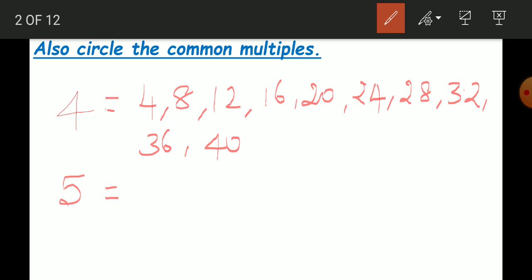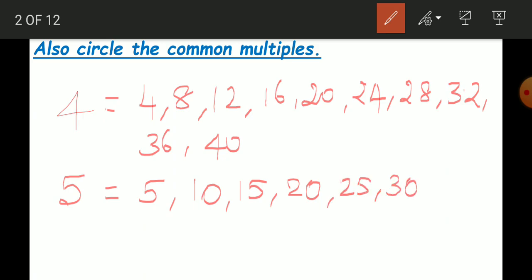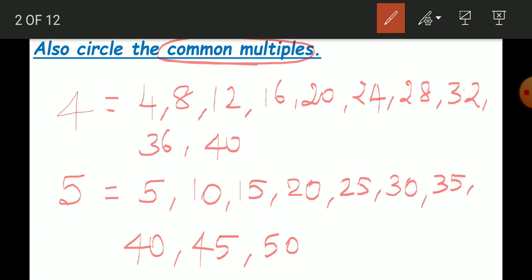The same way for the 5 table also. 5 ones are 5, 5 twos are 10, 5 threes are 15, 5 fours are 20, 5 fives are 25, 5 sixes are 30, 5 sevens are 35, 5 eights are 40, 5 nines are 45 and 5 tens are 50. So we have written the multiples of 4 and 5. Here what are they asking? They are asking the common multiples. Common multiples means we are going to circle the numbers which are common in both the 4 and 5 tables. If we check, we will have 20 as the first common multiple.